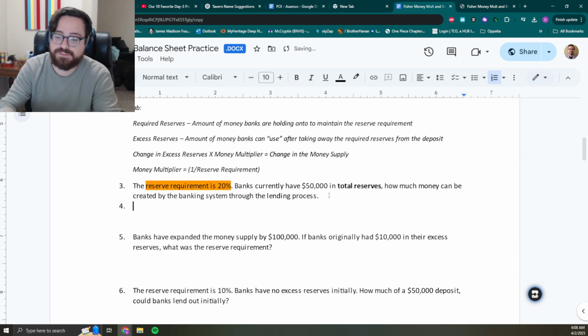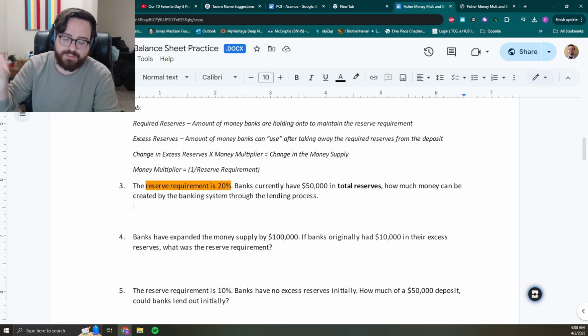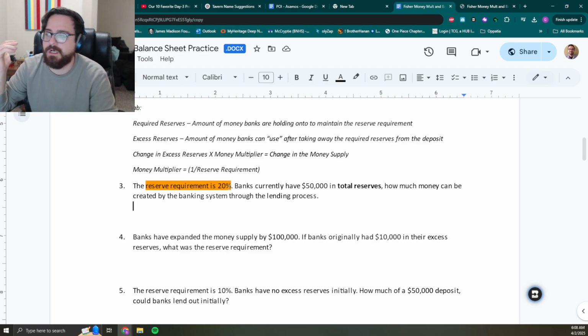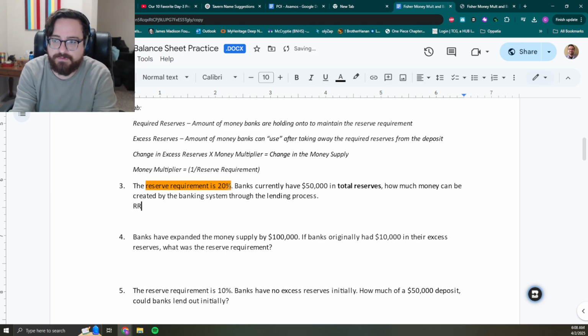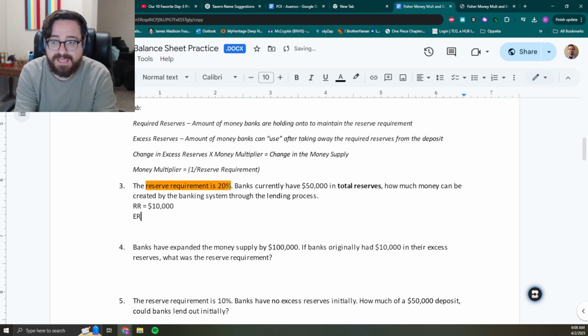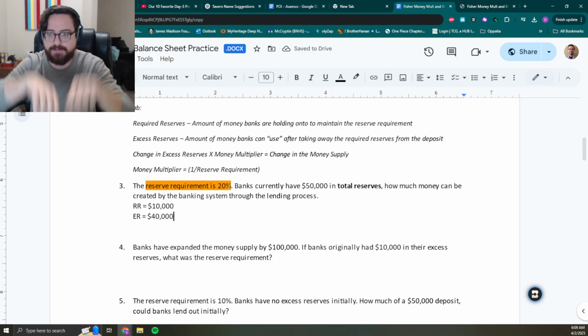So what I need to do first is figure out how much of those total reserves are excess versus required. And I'm going to use that 20% to do so. So I'll just do 50,000 and take 20% of that. You can use the calculator for all of this, obviously, but I know the answer. 20% of 50,000 is 10,000 because 20% is a fifth, and a fifth of 50 is 10. So I know the required reserves is $10,000. I know the excess reserves, therefore, have to be 40,000, because again, I'm just splitting up this 50 into money they can't loan out and money they can loan out.